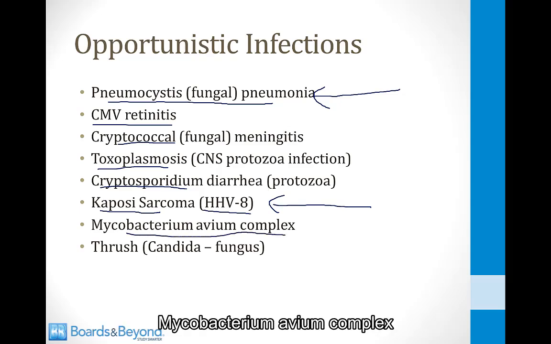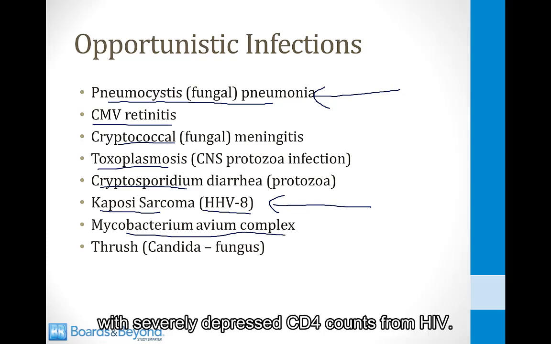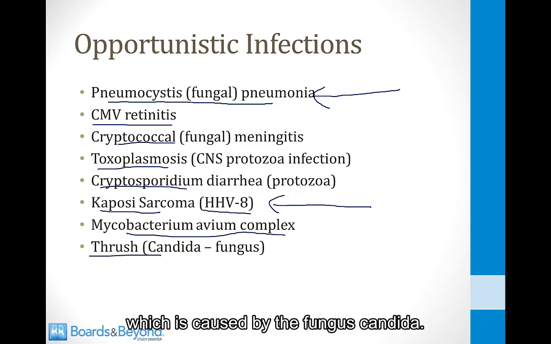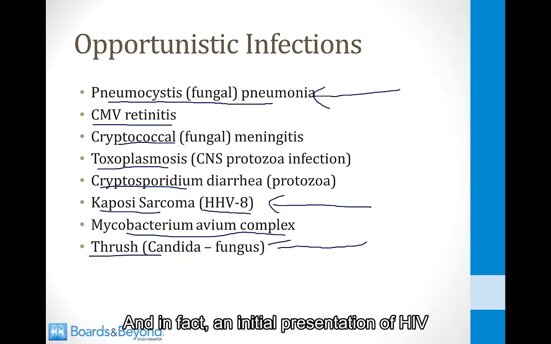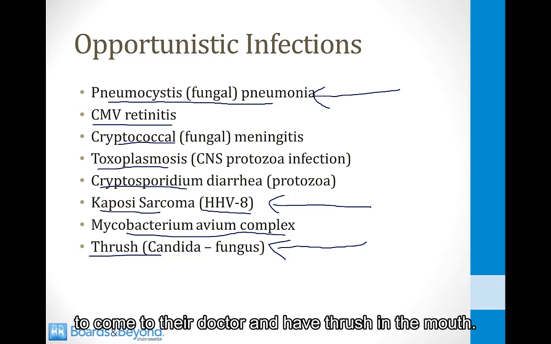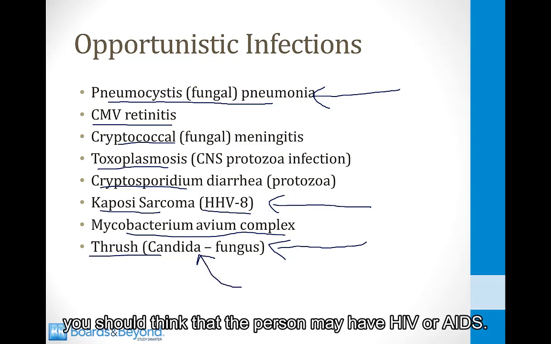Mycobacterium avium complex is a very rare cause of pneumonia in healthy people, but it causes pneumonia in people with severely depressed CD4 counts from HIV. And then finally, HIV/AIDS patients often get thrush in the mouth, which is caused by the fungus Candida. And in fact, an initial presentation of HIV is sometimes for a healthy person to come to their doctor and have thrush in the mouth. No healthy person should get thrush, and if you see that, you should think that the person may have HIV or AIDS.